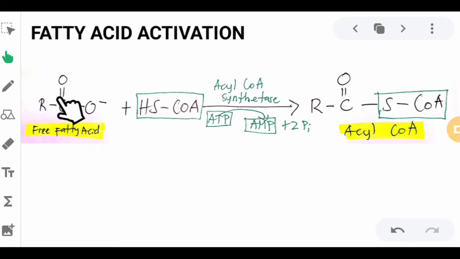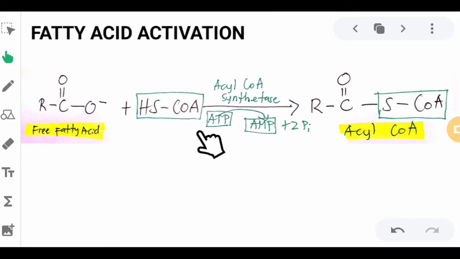So this is your free fatty acid from the triacylglycerol molecule, and the outer mitochondrial membrane is the site of fatty acid activation. Remember that. So here the fatty acid is converted to a high energy derivative of coenzyme A. The reactants are the fatty acid, coenzyme A, and a molecule of ATP. With the help of the enzyme acyl-CoA synthetase, it will attach the coenzyme A to the free fatty acid, and you will have the acyl-CoA.